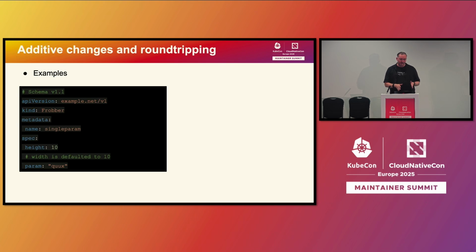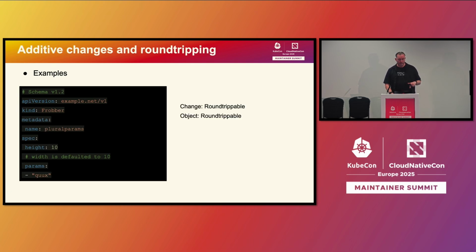So here's another example. This is using a 1.1 schema. We've got a single param field. I put a nonsense param in there. Okay, so now we change the schema version to 1.2, and we pluralize this to a params field. This change is actually round trippable as long as you have a conversion that will take the first value of the params field and copy it back to the singular param field in the previous release. So this specific object is round trippable as long as that is the case.